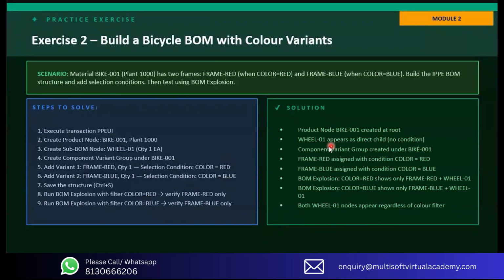On the right side, the product node is created, wheel created, component variant group created. So this is whatever we discussed here. That is what is on the right side. So you can see the BOM explosion: frame red plus wheel 01 is selected, and this one is both, the wheel 01 node appears regardless of color filter. Okay, this is how we'll test. We'll create all the things.